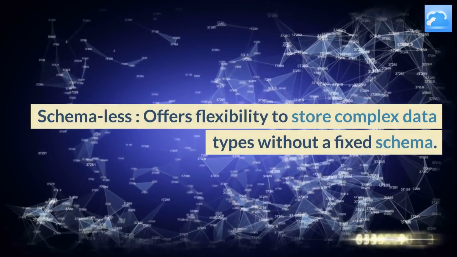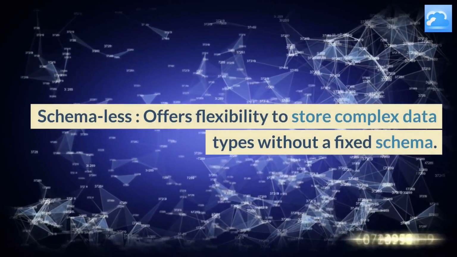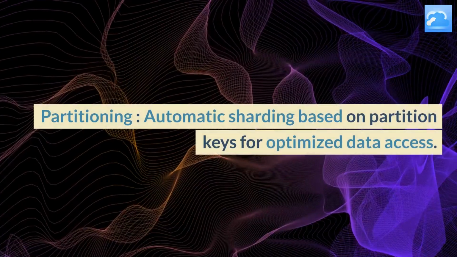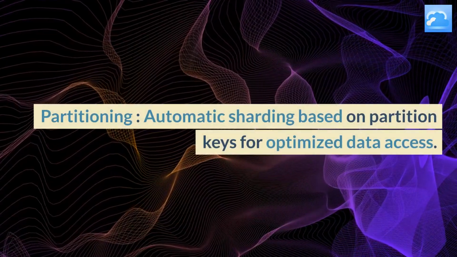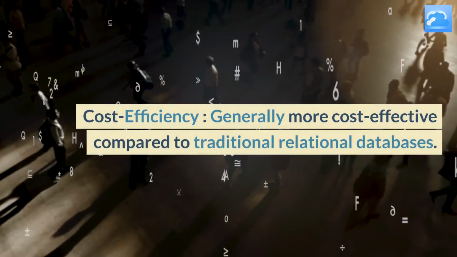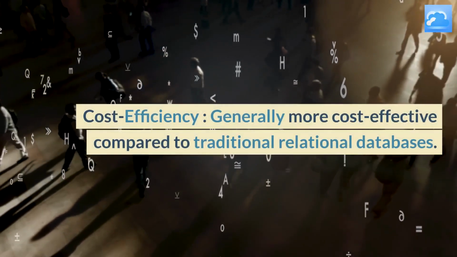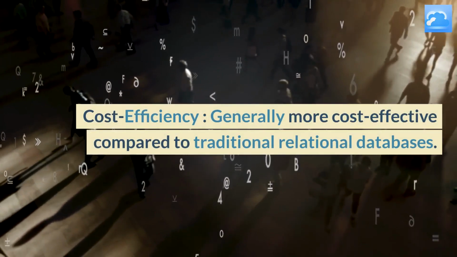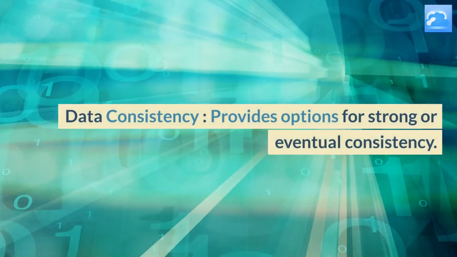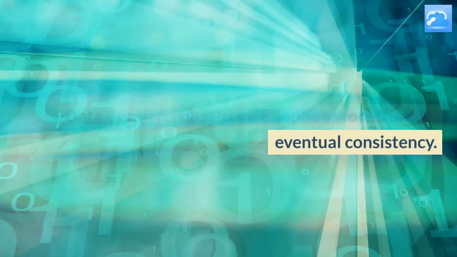Features. Scalability, designed to handle massive volumes of data and scale horizontally. Schemaless, offers flexibility to store complex data types without a fixed schema. Partitioning, automatic sharding based on partition keys for optimized data access. Cost efficiency, generally more cost-effective compared to traditional relational databases. Data consistency, provides options for strong or eventual consistency.